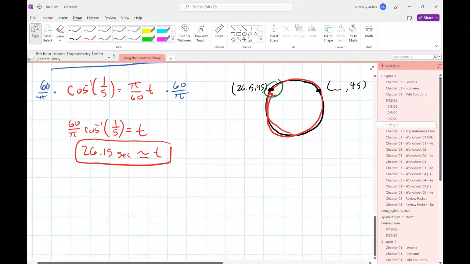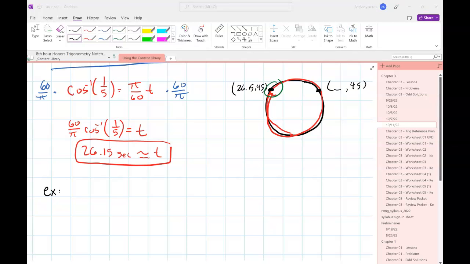Now this was a circular, like things rotating example. Mr. Kulik also mentioned that you could use a sinusoid to model something that's moving up and down. So let's look at an example there.